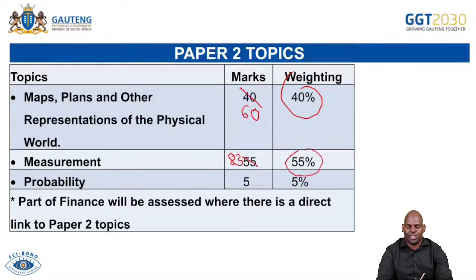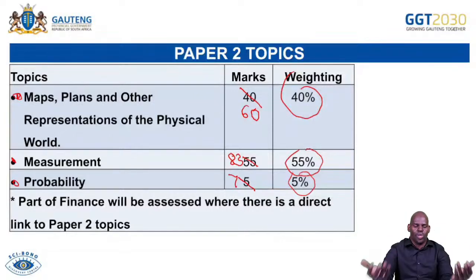And then we also have 5%. If you calculate 5%, that will give you about 7,5. So in this case, that will be around 7 marks or 8 marks, even if the examiner decides to make the marks a little bit more. So for 60, we might expect 61, 62, 63, or 58, 59, but it's going to be around that 60 marks. So very, very important: maps and plans, measurement, and then of course probability. Probability will be included in some of the questions of maps and plans and also measurement. It's not going to be a topic on its own.